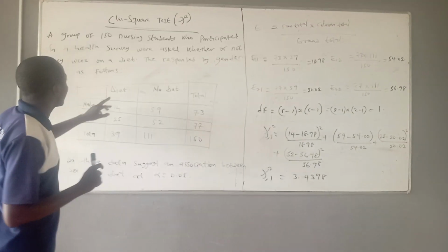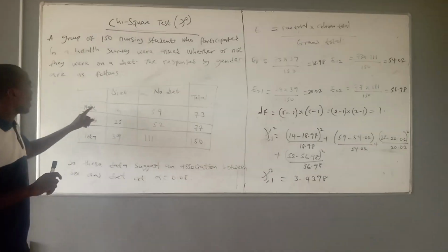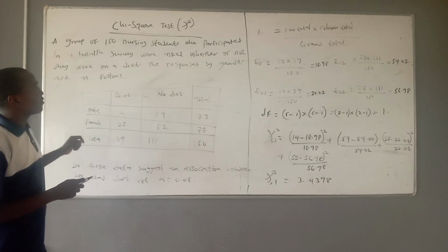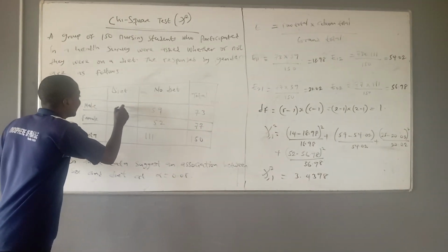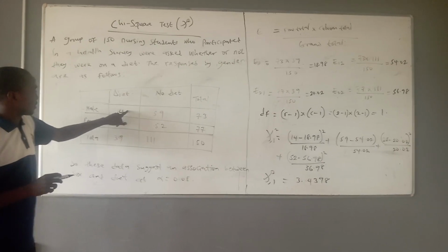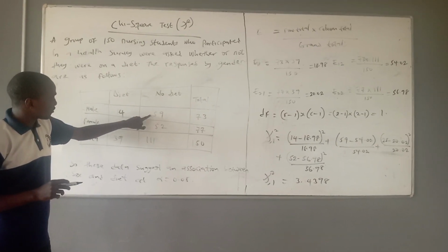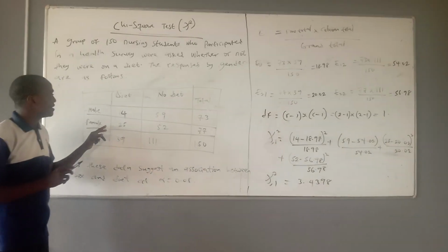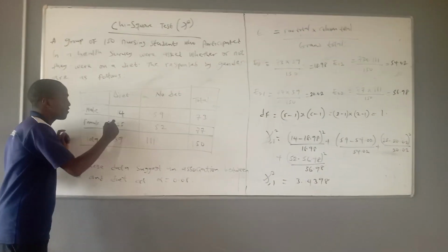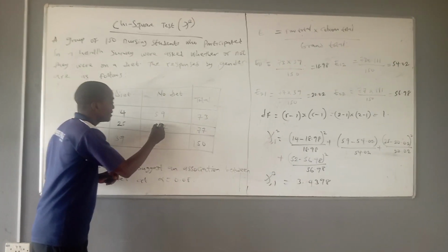So now let us look at this. We have the diet and no diet. Then we have the male, and we have the female. Those who responded that they were on diet and they were male, they were 14. The same thing for not on diet, 59. Then we have the female that are on diet. We have 25 female that are on diet. And then we have 52 female that are no diet.